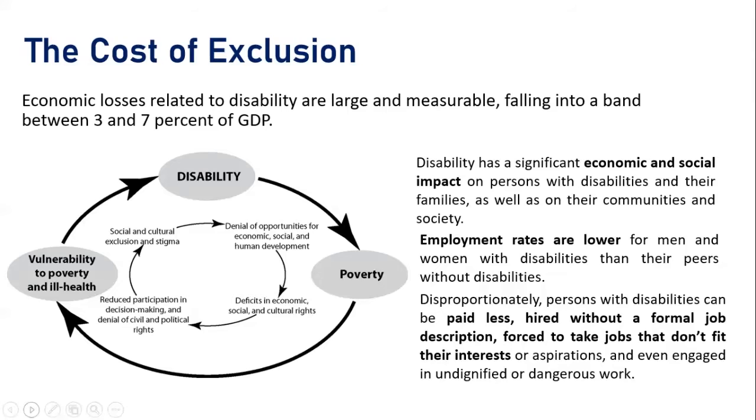So what we have to look at is that disability has a significant economic and social impact on persons with disabilities and on their families. And it means that we have to address those challenges. And how do we do that? We have to look at, for example, the employment rates. And we need to look at ways in which we can create more employment opportunities for persons with disabilities to use their skills.